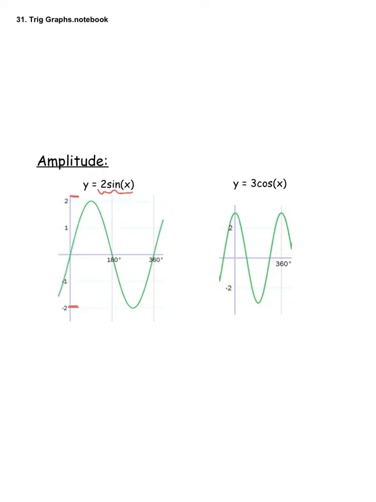Similarly, if we've got 3 cos x here, it's going to go up to 3 at its maximum value and down to -3 at its minimum value. Okay, so putting a 3 in front of our trig function has the effect of stretching its graph by that factor.